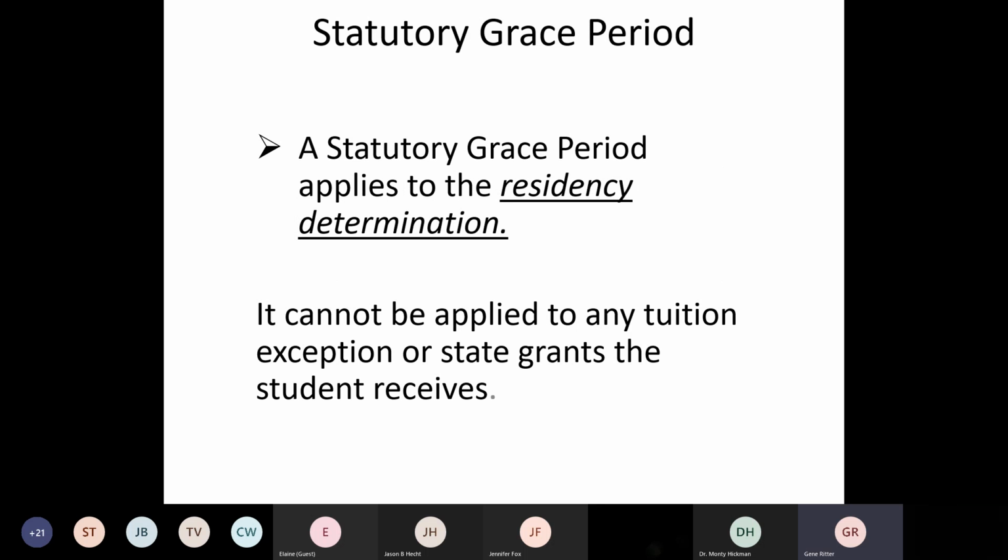Notice that it applies to residency determination. Anytime, because they would switch to an exception for that grace period, you need to notify RDS, and they would lose their grants after that point. Grants will not recognize any kind of exception. You must fully meet the residency criteria.